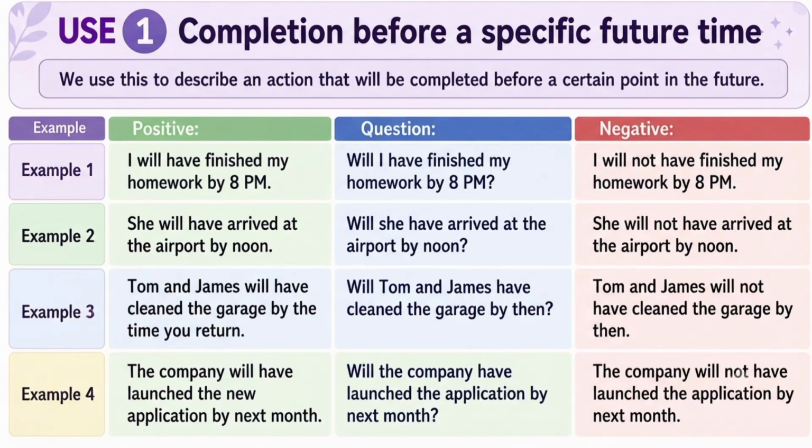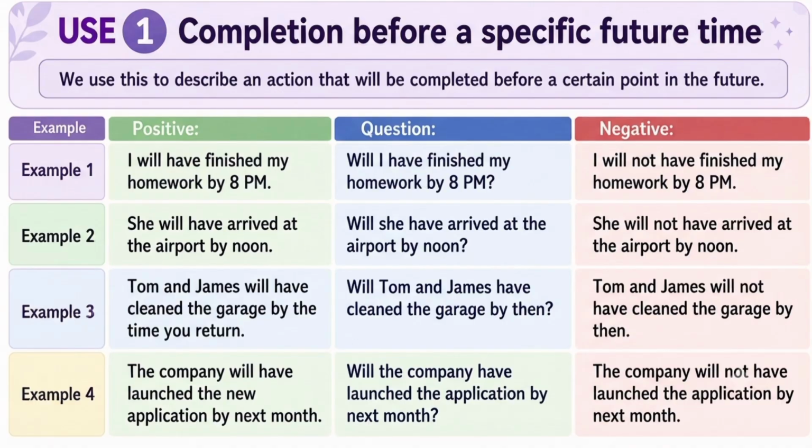Now let's understand the first use. We use the future perfect tense to describe an action that will be completed before a certain point in the future. Look at the first example. "I will have finished my homework by 8 p.m." This means that before 8 p.m. arrives, my homework will already be complete. The question form is "Will I have finished my homework by 8 p.m.?" The negative sentence is "I will not have finished my homework by 8 p.m."